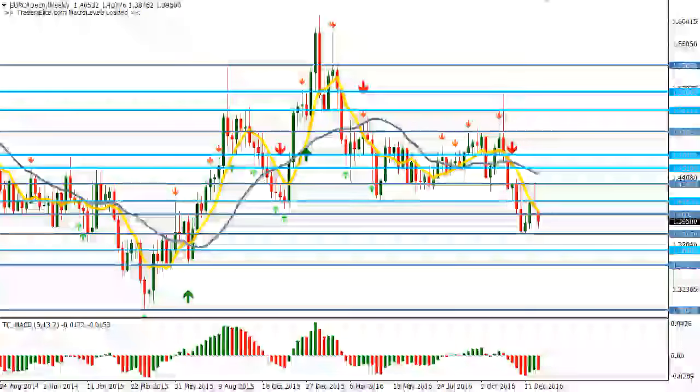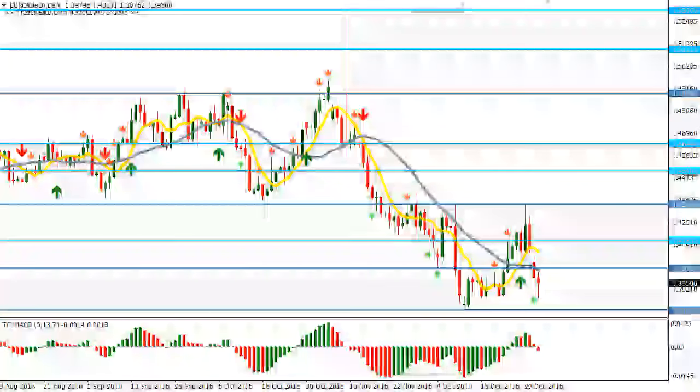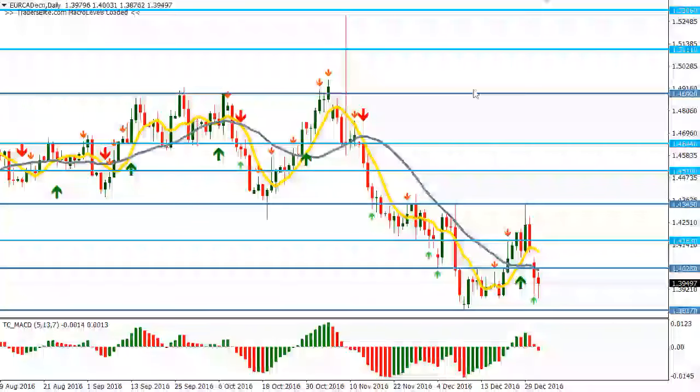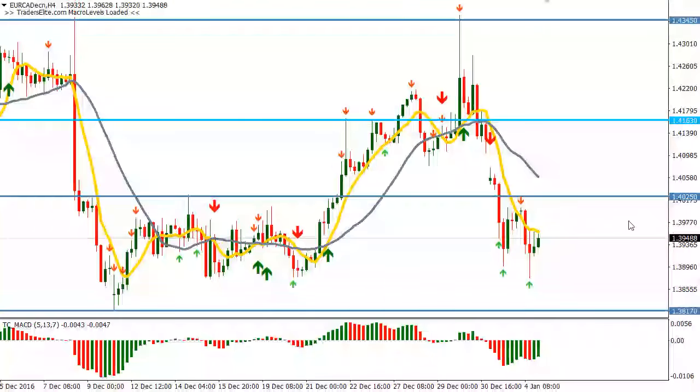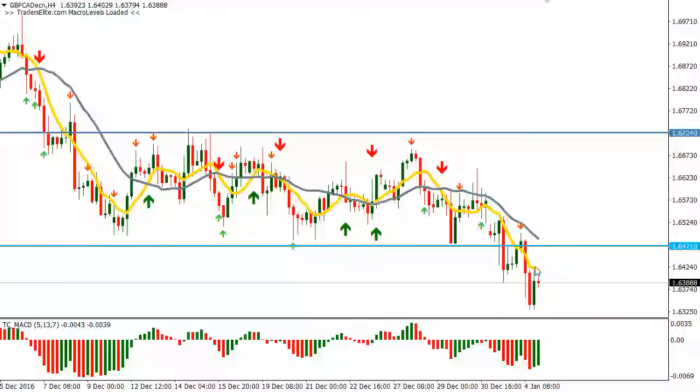Euro CAD weekly is down, daily similar story. It was technically up, but it's failed at this stage, and down on the 4 hour. So perhaps 140.25, if it gets back here and gives a price reversal, then there's a couple of hundred pips in that trade to the downside.